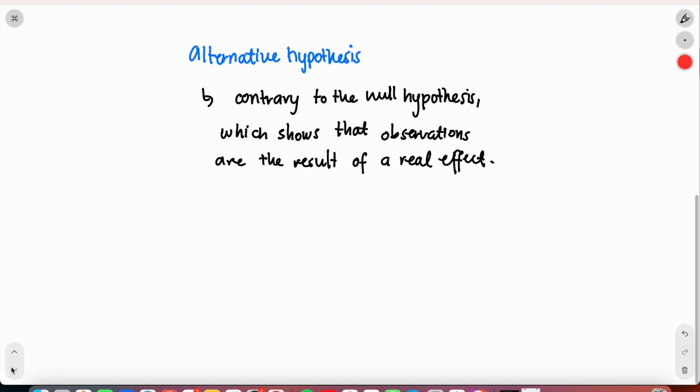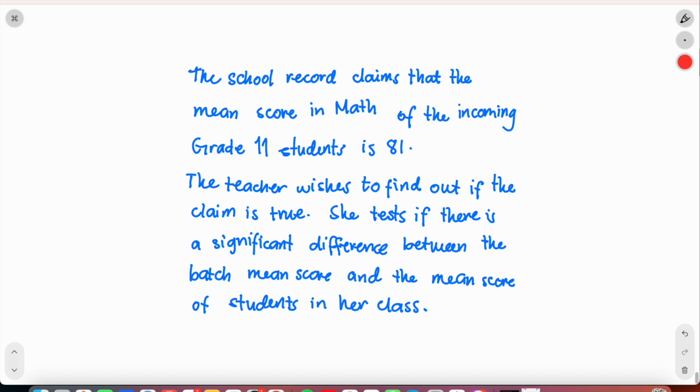So, alternative hypothesis is the contrary to the null hypothesis, which shows that observations are the result of a real effect. So, to illustrate this further, let's read this example here. The school record claims that the mean score in math of the incoming grade 11 student is 81. The teacher wishes to find out if the claim is true. She tests if there is a significant difference between the batch mean score and the mean score of the students in her class.